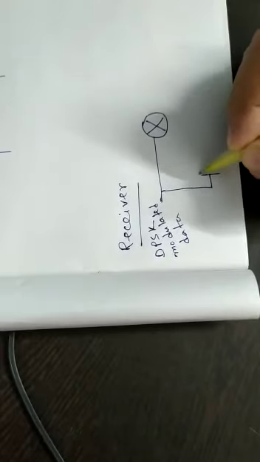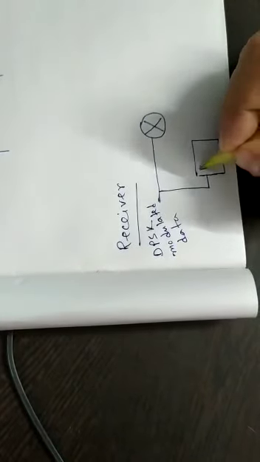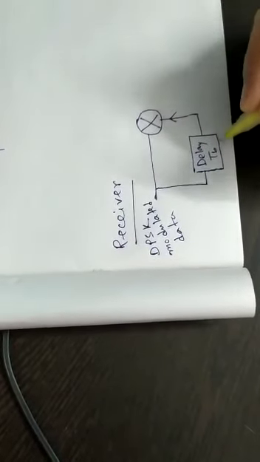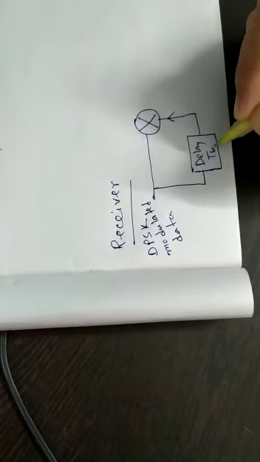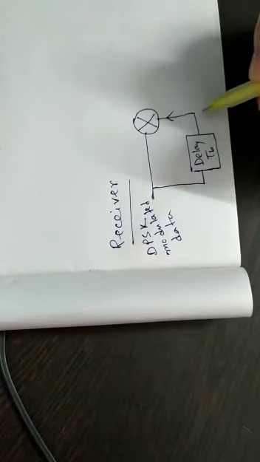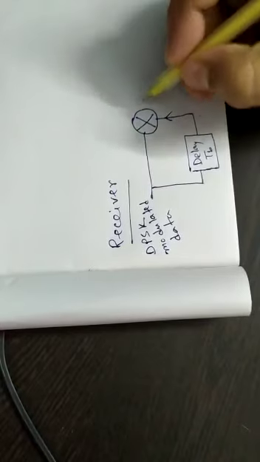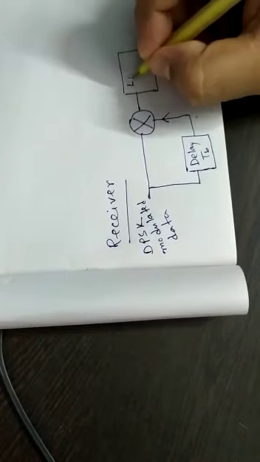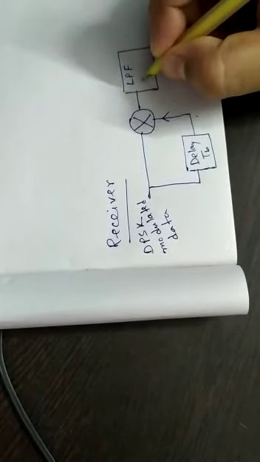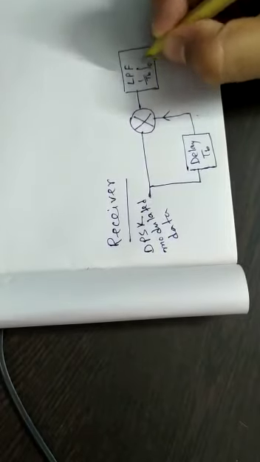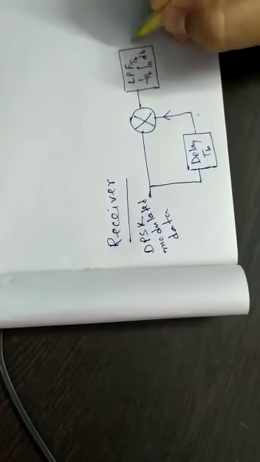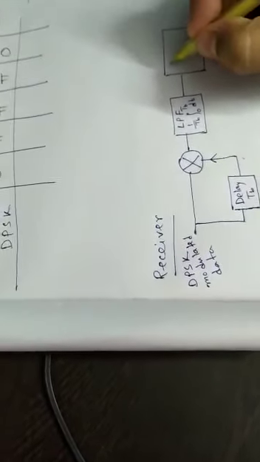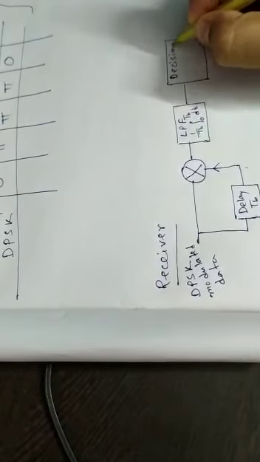Then you multiply it with the data after delay, before time TB. That means this data is multiplied with the previous data. And then you have a low pass filter or integrator, where you have 1 by TB, integral 0 to TB dt. And then you have a decision device which will decide the incoming signal, either it is 1 or 0.